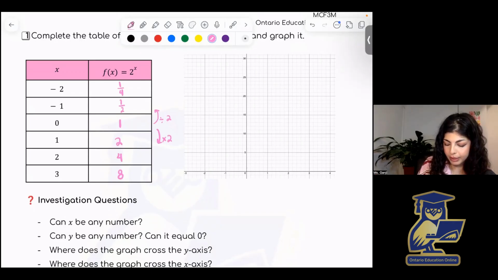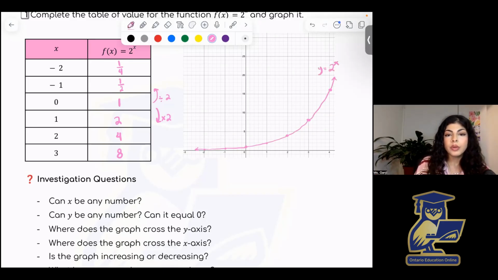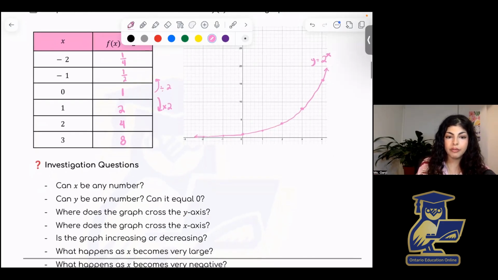So now graphing these points, we do have 0, 1. 1 will be 2. 2 is 4. 3 is 8. And I'll add 4 there as well. And then in this direction, negative 1 is half, negative 2 is a quarter. And if I connect these points, there we go. And then we just do label this as y equals 2 to the power of x. So now, analyzing this graph, we're going to answer the following questions about it.